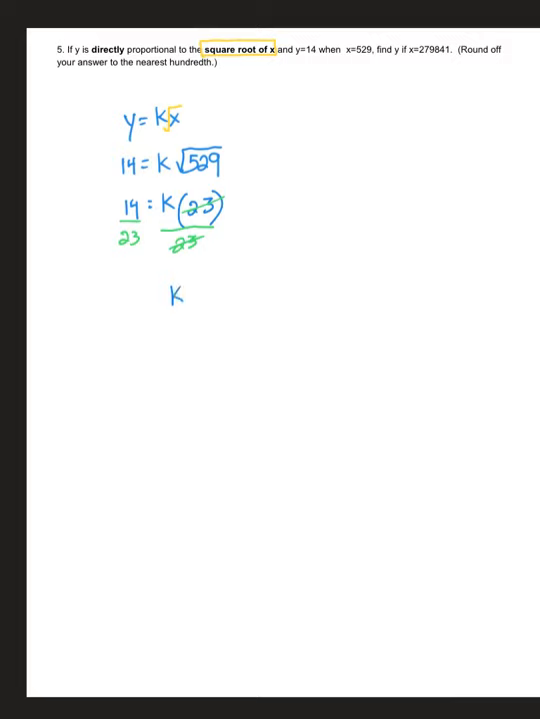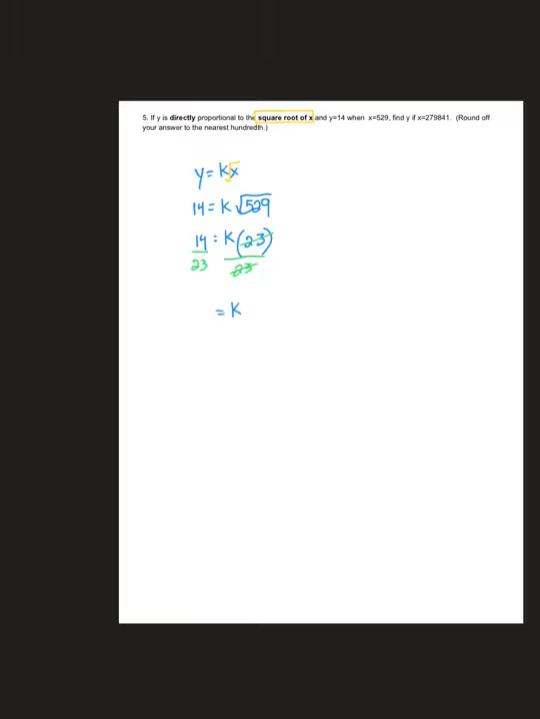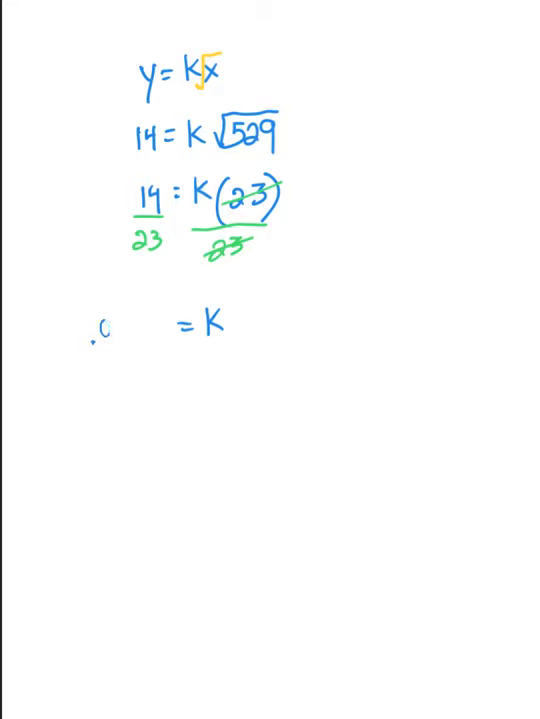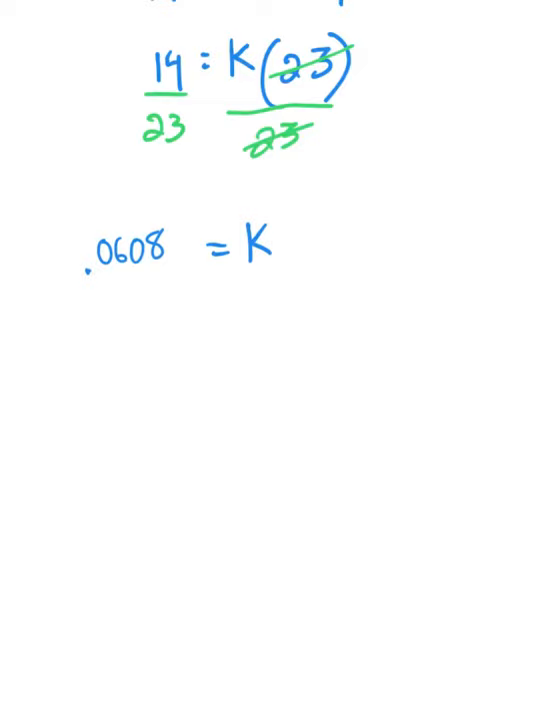And we get k equals 14 divided by 23, 0.0608. And like I've said before, you don't need to bother about rounding k, but as long as you've got 4 decimals, you'll probably be fine.